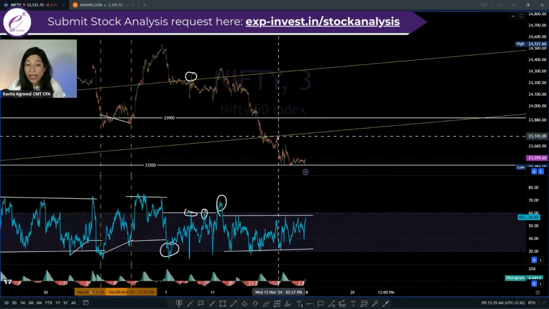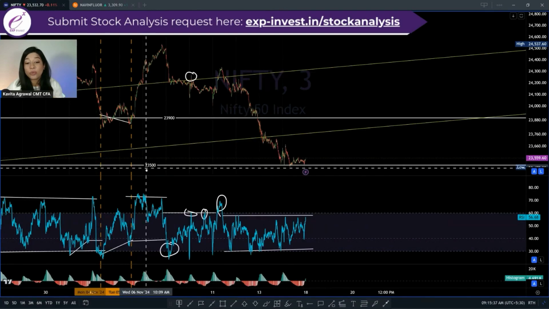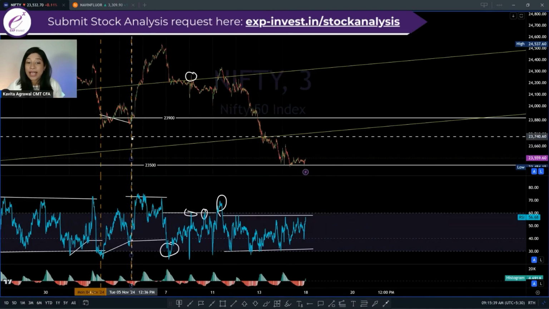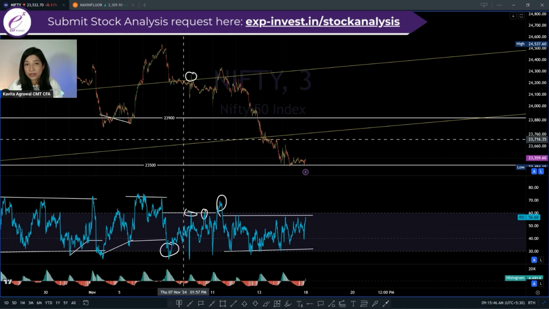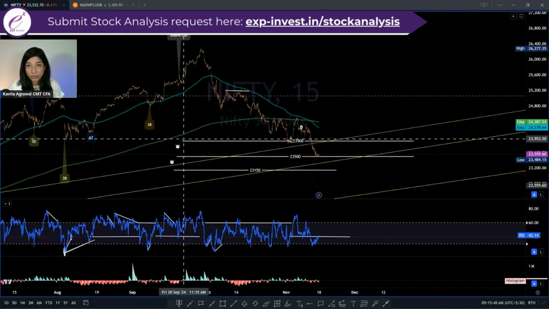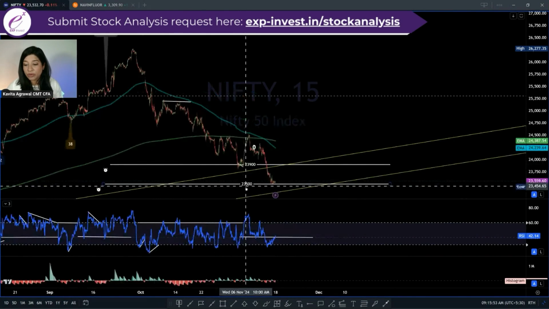Now, why I would say that is because the level of 23,500 has also been tested by the index on the last two trading days. And in my opinion, the 23,500 is a pretty important support. Going to the 15-minute time frame, what do we have here?